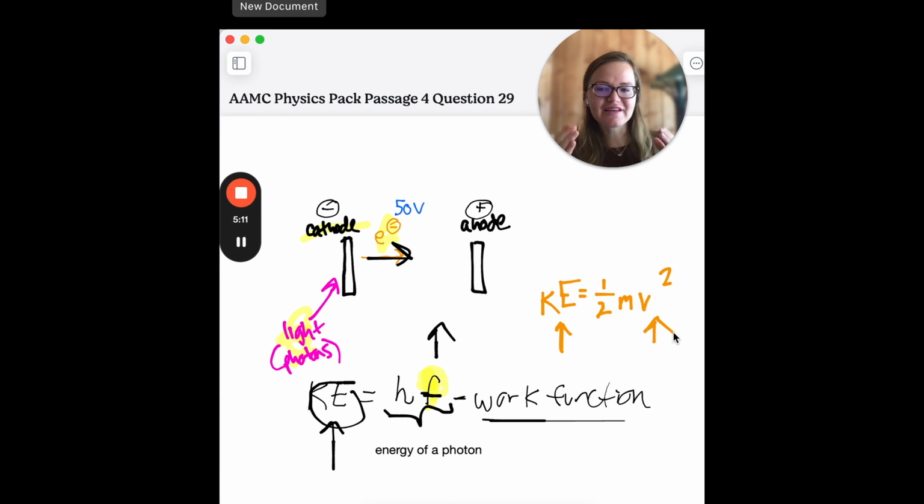And answer choice C, decrease the speed of the ejected electrons. That wouldn't make sense. If we're increasing their frequency, then we're increasing the energy of our photons, which means increasing their kinetic energy that is left over after you subtract that work function. And if we're increasing the kinetic energy, we must be increasing the velocity of our electrons. So that's why the answer, again, is going to be D. We increase the speed of the ejected electrons.